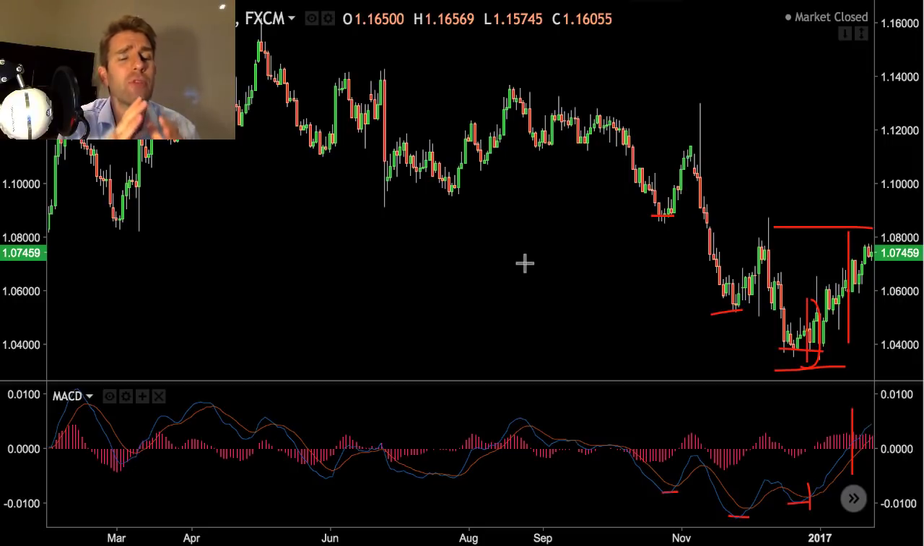So pretty simple one, pretty basic one, but nevertheless, can be quite powerful and give you some kind of hints that potentially there's a good reversal coming up in the markets.